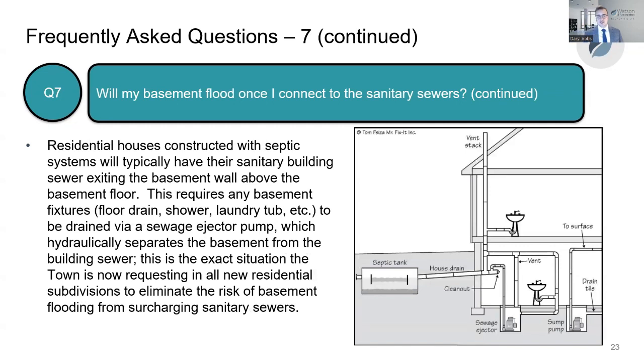Residential houses constructed with septic systems will typically have their sanitary building sewer exiting the basement wall above the basement floor, and you can see this in the diagram to the right. This requires any basement fixtures to be drained via sewage ejector pump, which hydraulically separates the basement from the building sewer. This is the exact situation the town is now requesting in all new residential subdivisions to eliminate the risk of basement flooding from surcharging sanitary sewers.